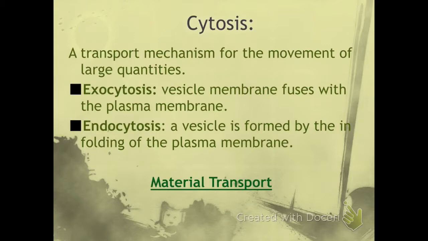Exocytosis is a situation where items are leaving the cell. In this case, the items that need to leave are bundled into what's called a vesicle, which is basically just a membrane-bound sac. That membrane-bound sac fuses with the plasma membrane, and then it opens up to the outside of the cell, releasing the contents of that vesicle.